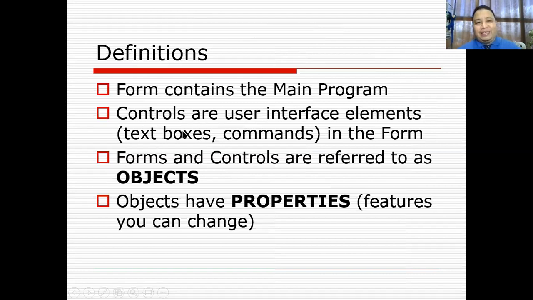Let's define things. A form contains the main program. Controls are user interface elements such as text boxes and commands in the form. Forms and controls are referred to as objects. Objects have properties, which are features you can change.